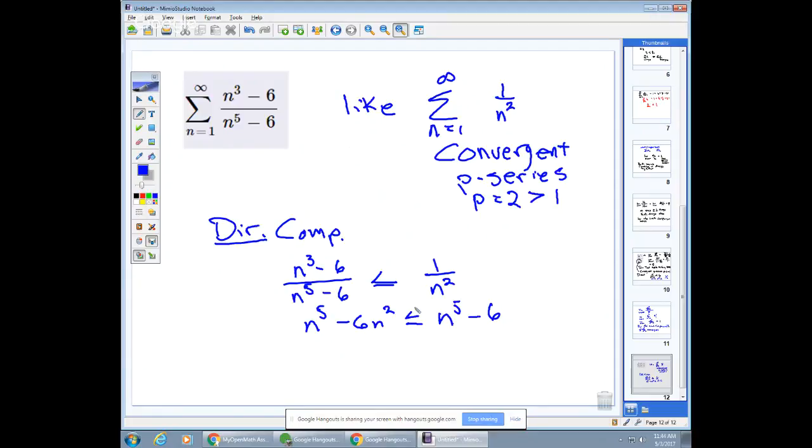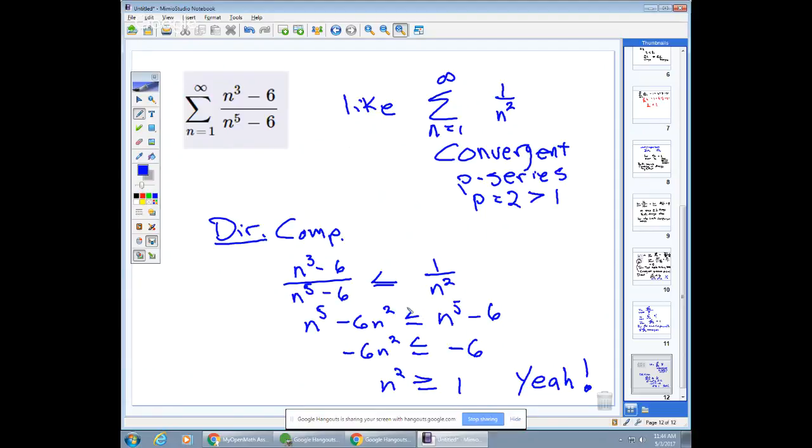And since it's a slow Wednesday, I'm still not sure. The n to the 5th subtract out. And so I'm going to get a negative 6n squared is less than or equal to negative 6. Still having a hard time visualizing that in my head, so I divide by negative 6. Dividing by a negative, remember, we're going to change the direction of the inequality. So that would give me n squared is greater than or equal to 1. Well, if n is 1 or bigger, that's true, isn't it? So I say, yeah. Woohoo, it worked by direct comparison. That wasn't too bad.